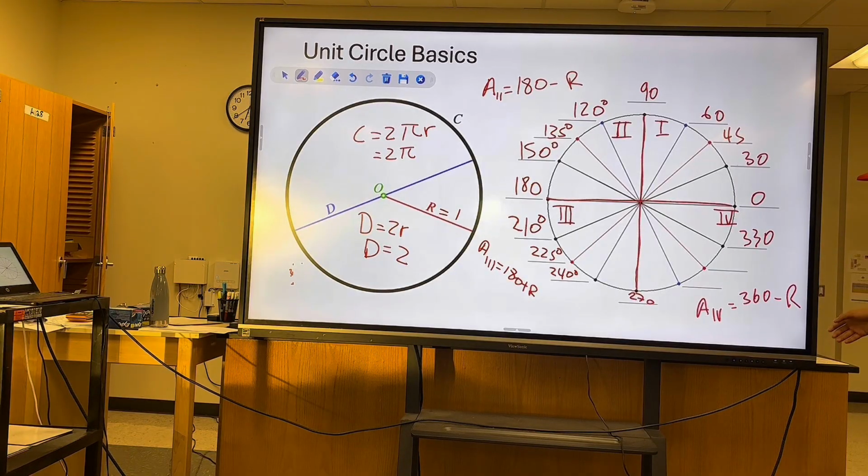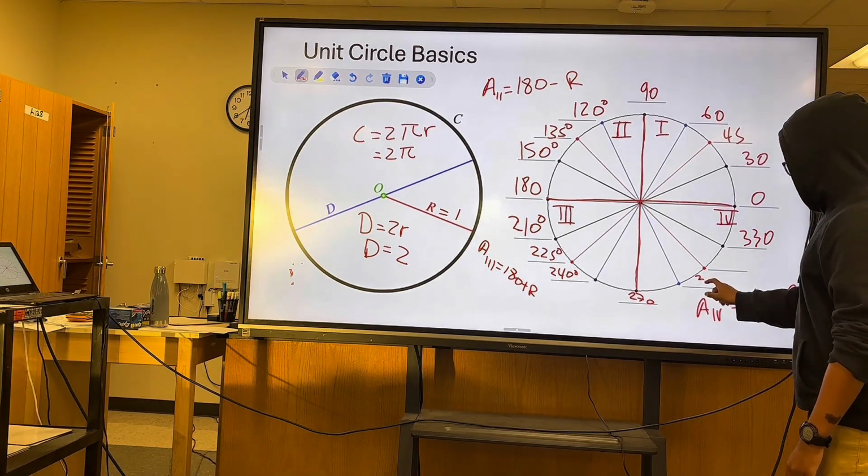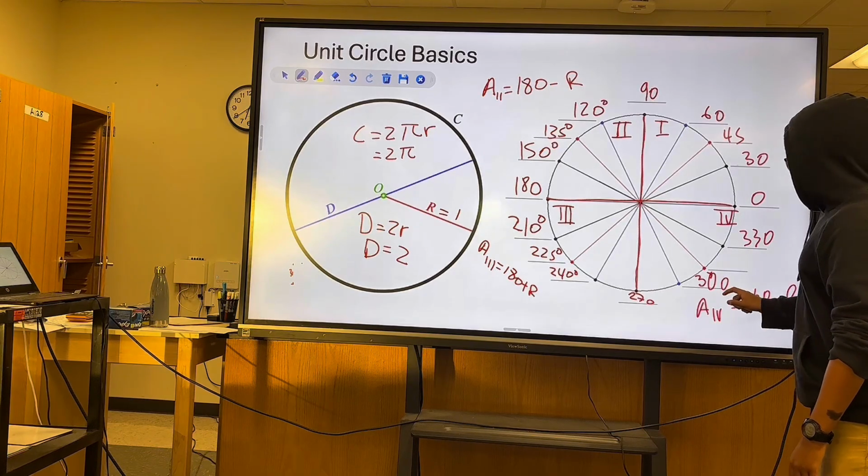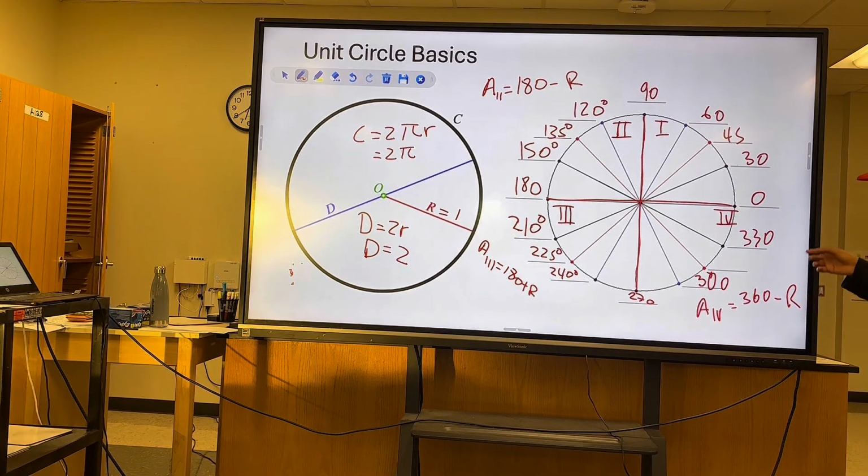360 minus 60 is going to be 300, which is this angle. And 360 minus 45 is going to give you this 315. So that is all the angles and all the coterminal angles located in the unit circle.